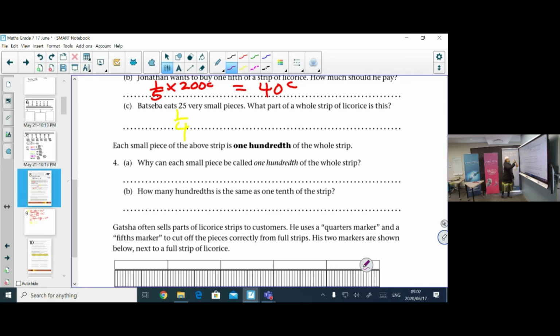So each small piece of the above is 1/100 of the whole strip. So this 100 of the strip, why can each small piece be called 1 over 100? Simple, because it is 1, and when you count all the pieces, we have 100 over there.